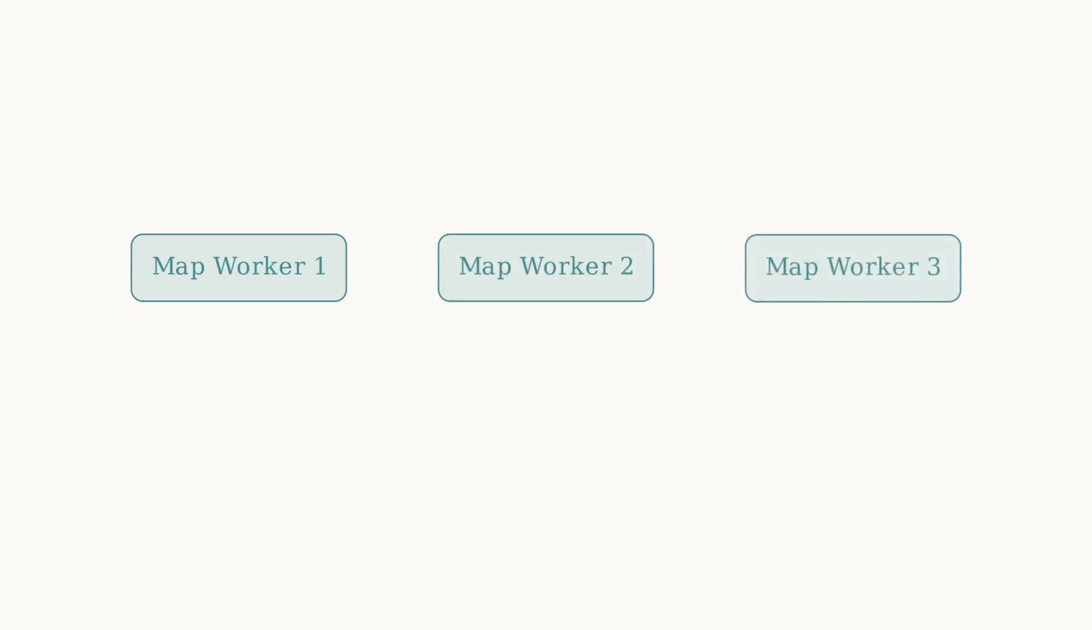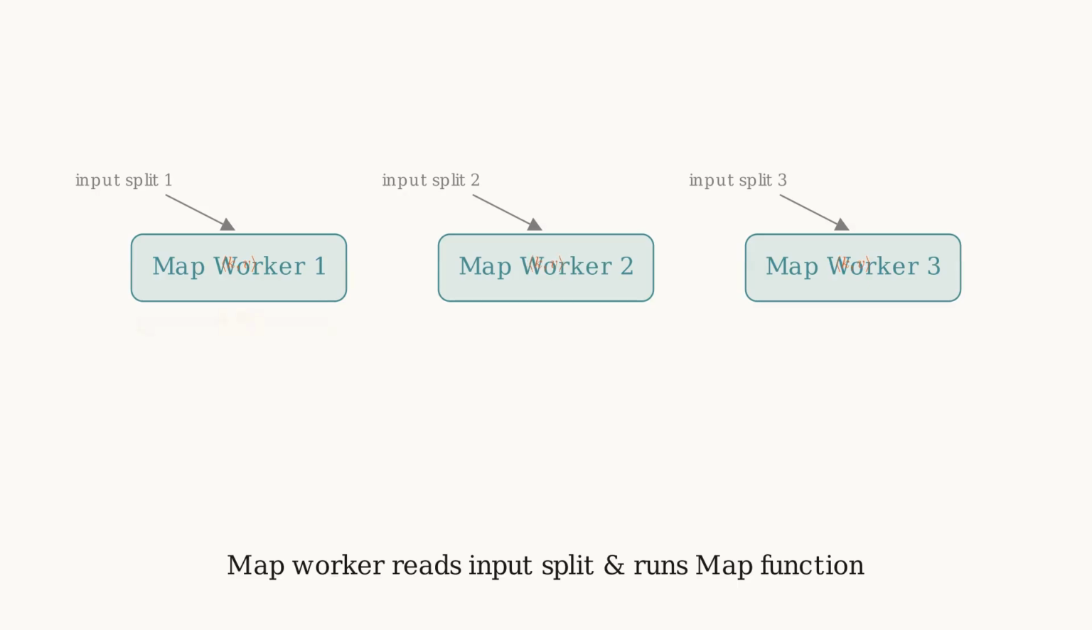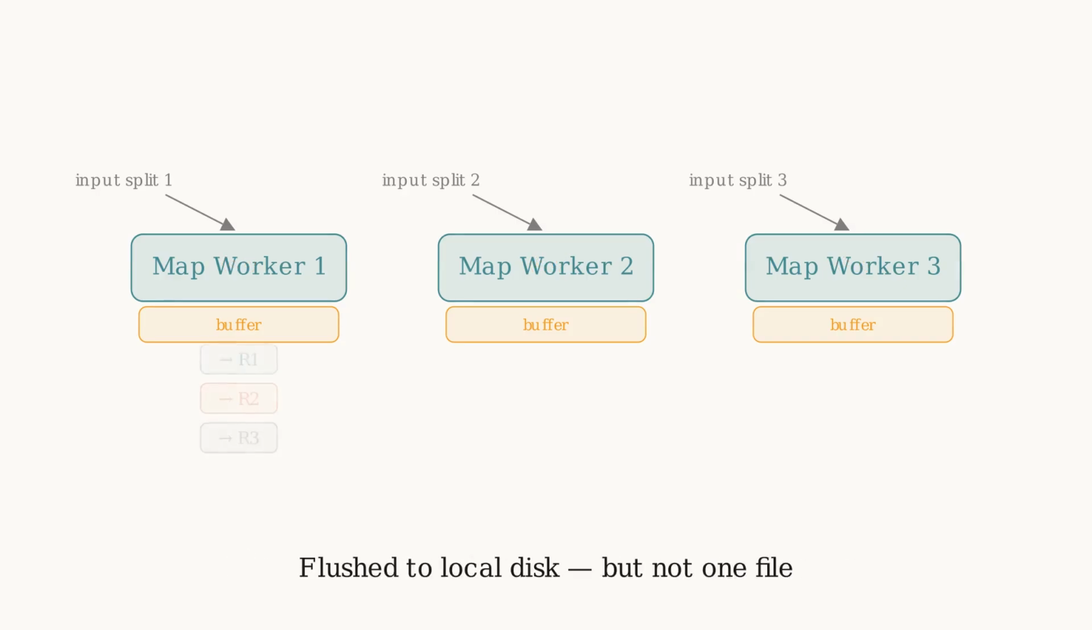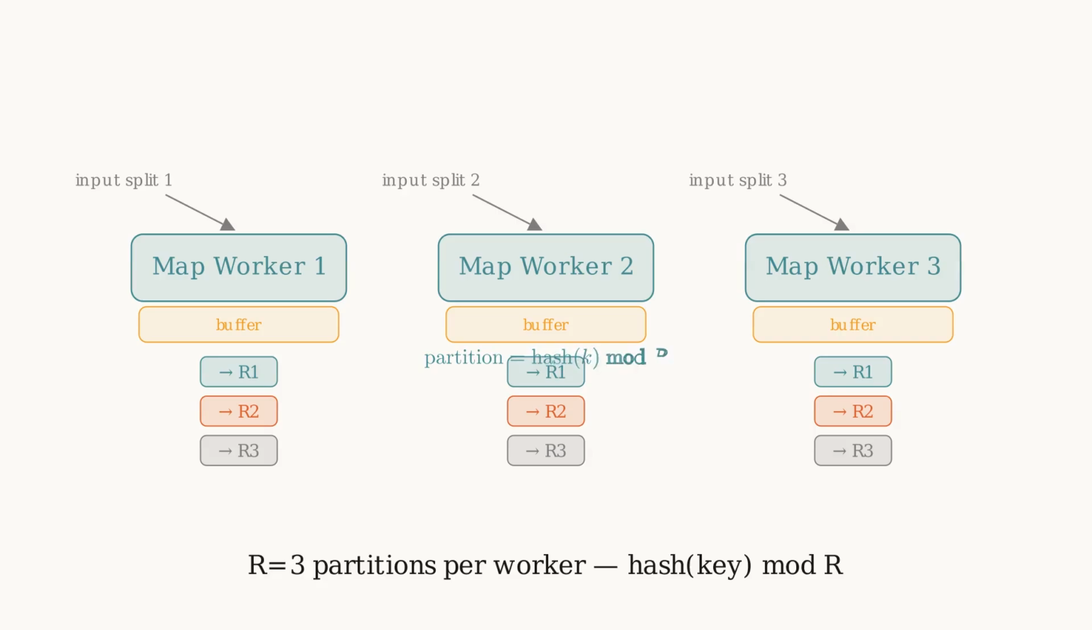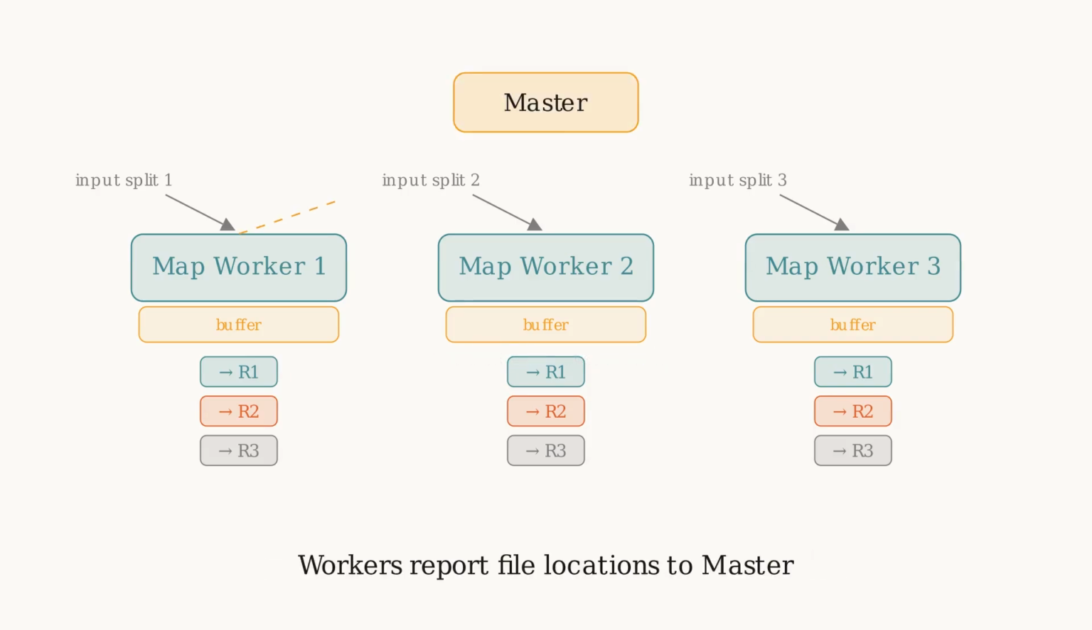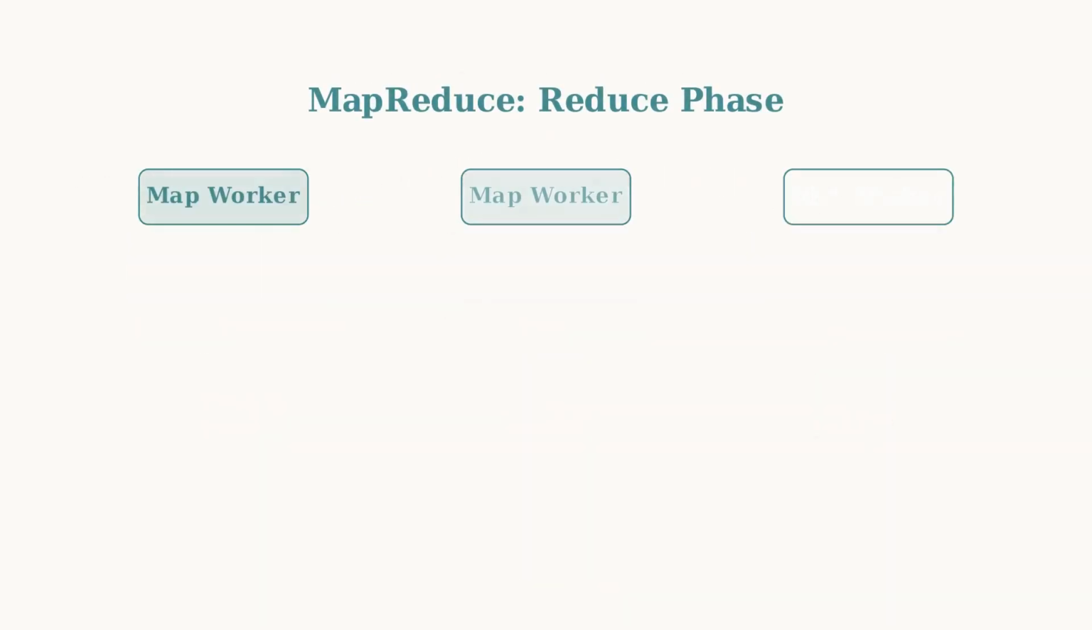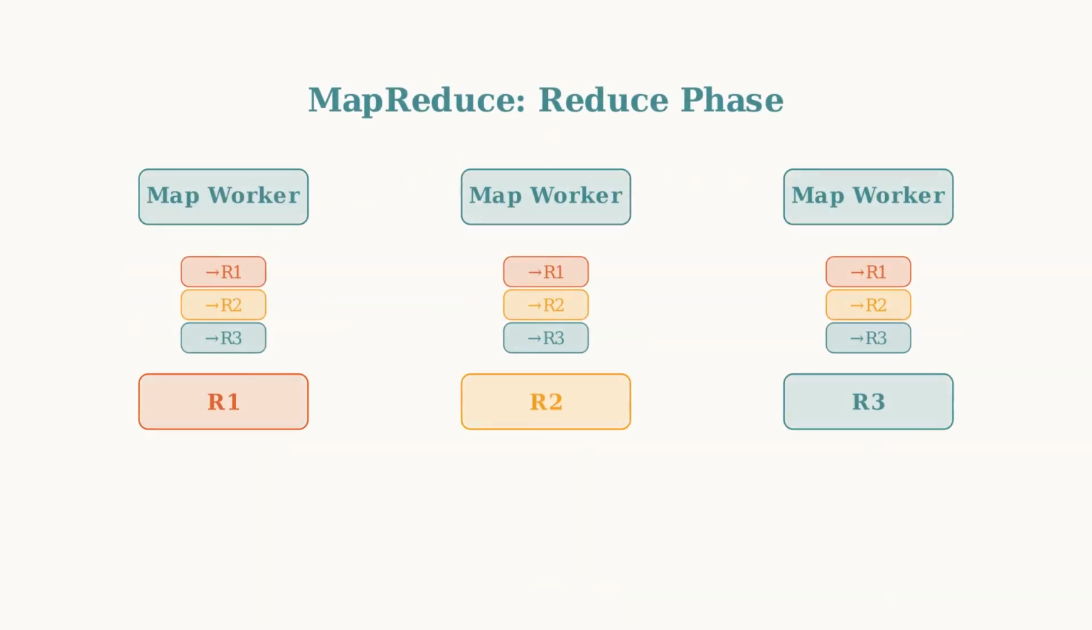A map worker reads its assigned input split, runs your map function on every record, and buffers the emitted key-value pairs in memory. Periodically it flushes them to its local disk, but not into one file. It partitions them into R separate files, one per reduce task, using a hash of the key. The worker then tells the master where those files sit. The master forwards those locations to the reduce workers.